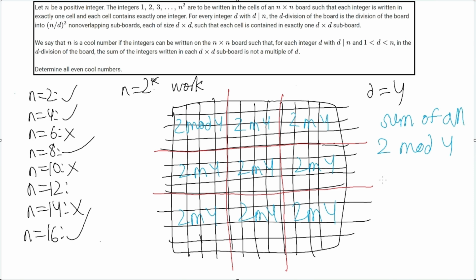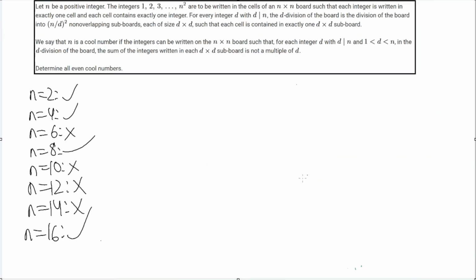However, we get 1 plus 2 plus all the way to plus 144 is equal to 144 times 145 over 2, which is divisible by 72. And 72 is not 2 mod 4. In fact, 4 divides it. So that means that n equals 12 does not work.